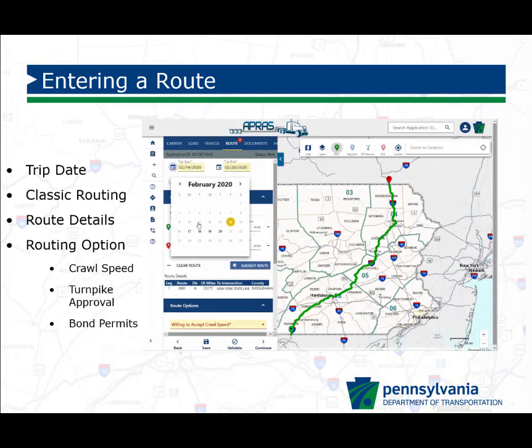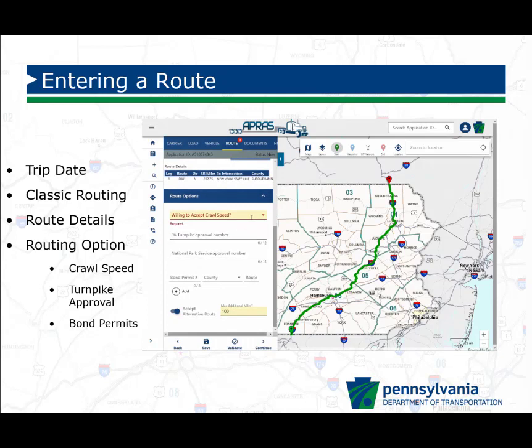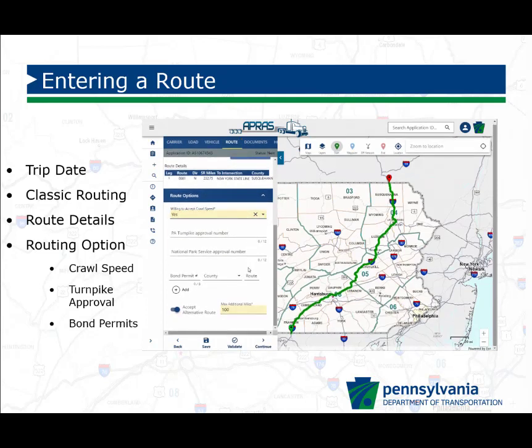Starting at the top of the Route tab, set your load move dates. The Route tab defaults to map routing. You may turn on the APRAS Classic routing at times where you want to select each intersection.